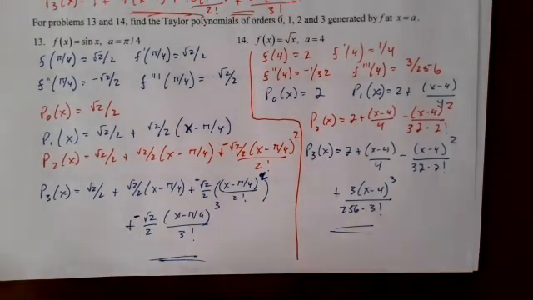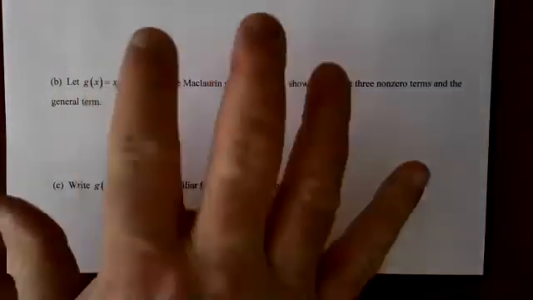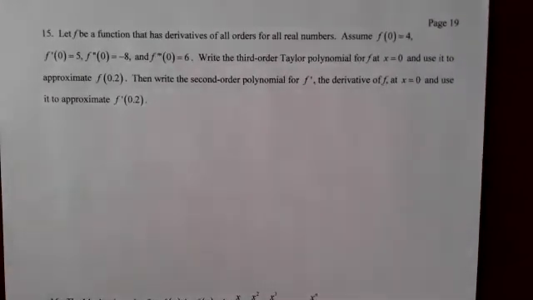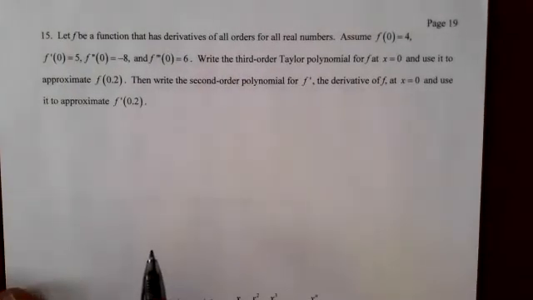Two more pages, not too bad. This was the worst of it. By the way, I'm telling myself that, not necessarily the viewer. F is a function with derivatives of all orders, f of this, f prime of that, a third order polynomial, use it to approximate f of 0.2. So this is what I started hinting at before. We're going to approximate it and see how well we do. All right, let's give it a shot.